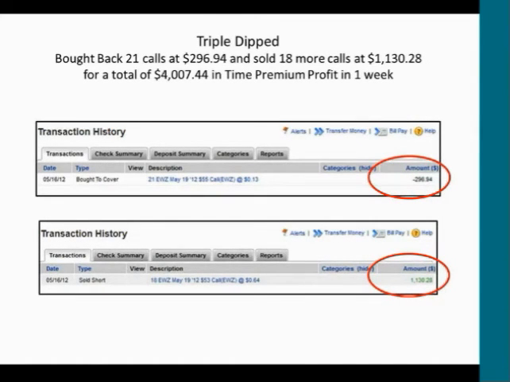And then with the Brazil 55 calls that I sold, I actually bought those back, and then I sold another. I sold the 53 strike calls. So I actually had 3 trades in 1 week with this Brazil index, and they brought in a total of $4,007 in time premium over the course of 1 week.